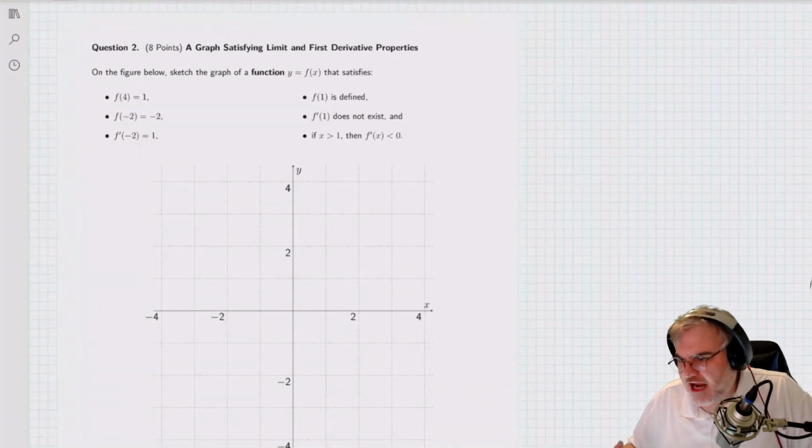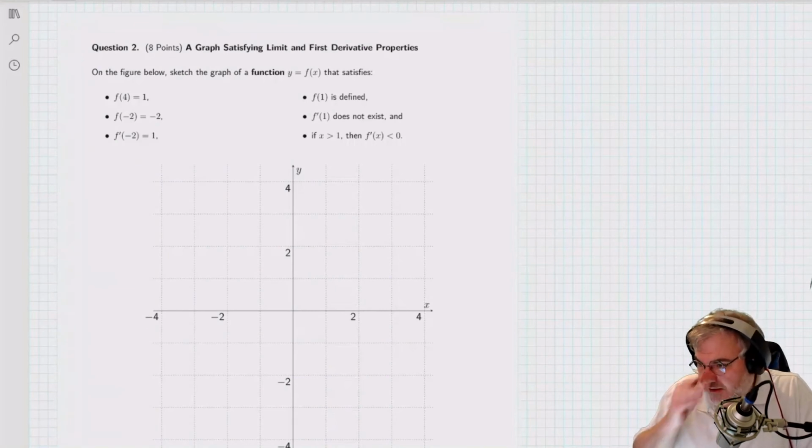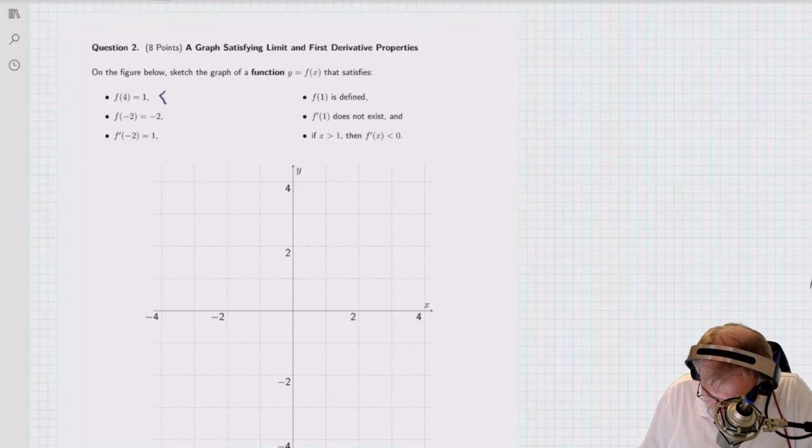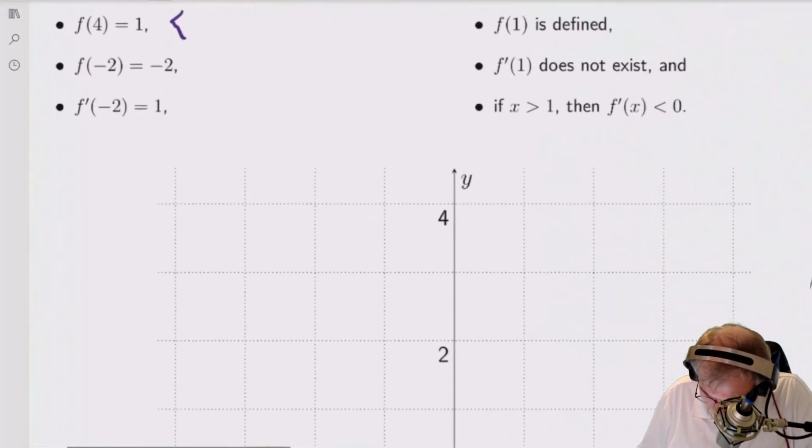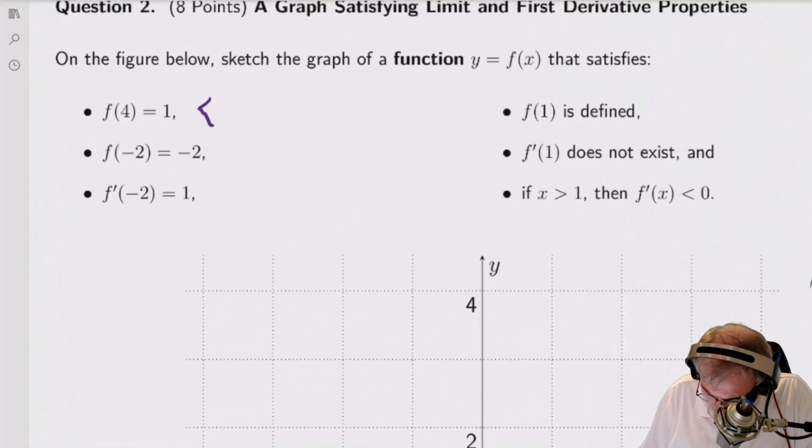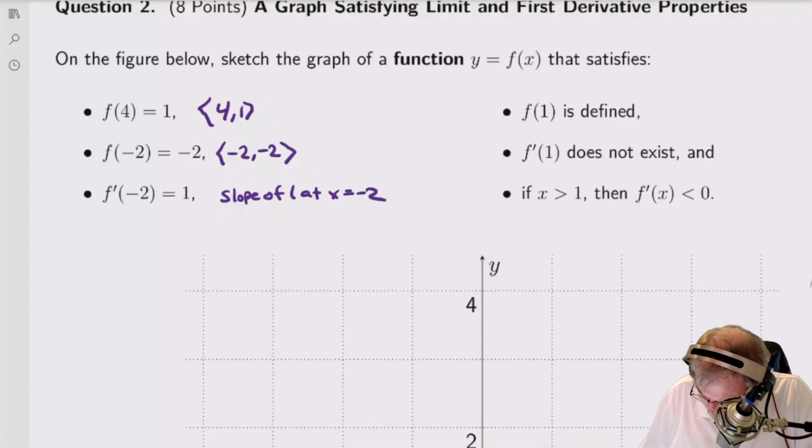Okay, so now I have a graph problem, and I'm going to start this like I start every graph problem. I'm going to start by saying what's what. f of 4 equals 1. That means (4, 1) is on the curve. f of negative 2 equals negative 2. That means (negative 2, negative 2) is on the curve. f prime of negative 2 equals 1, a slope of 1 at x equals negative 2.